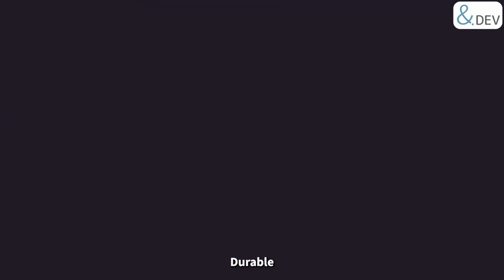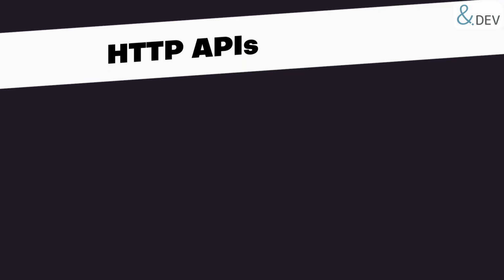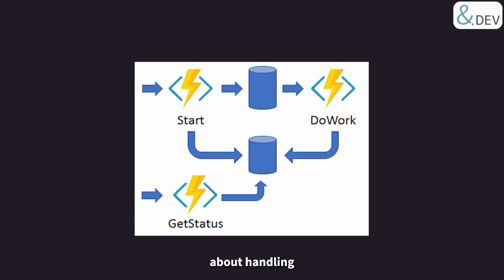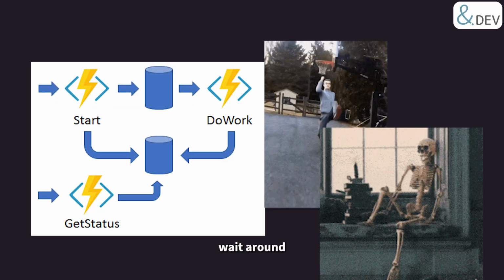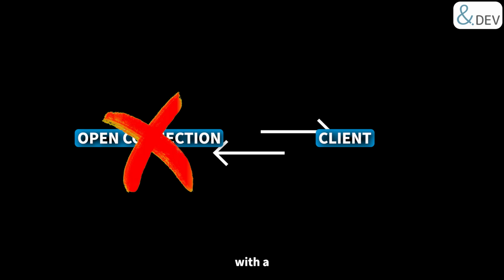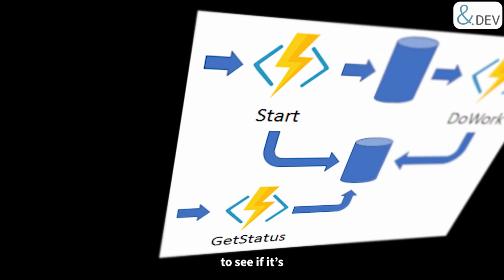Alright, the next durable function pattern we are looking at is Async HTTP APIs. This pattern is all about handling long-running operations without making clients wait around for the response. Instead of keeping a connection open, we let the client trigger a process and then check back later with a special endpoint to see if it's all done.